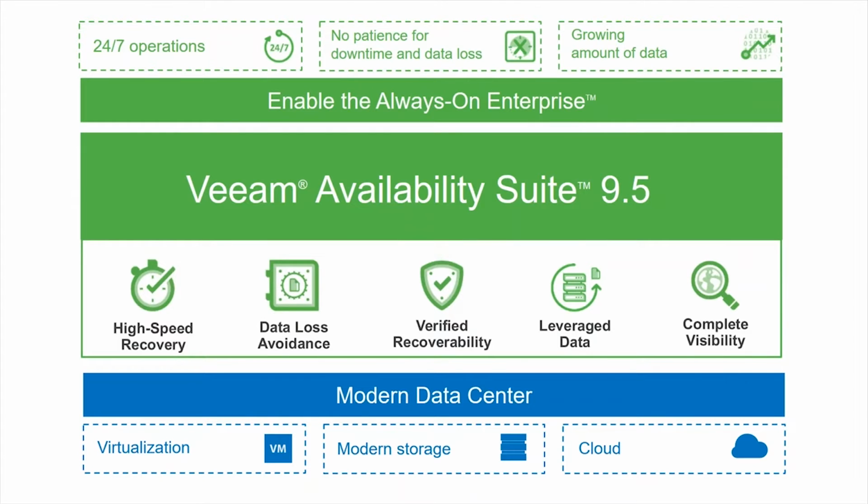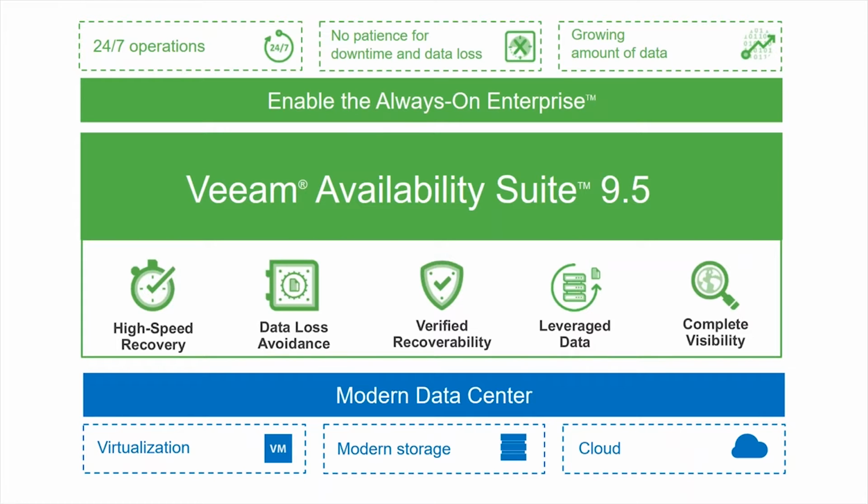This afternoon we're going to be doing the backup and offsite special of the Veeam Availability Suite version 9.5. Now, the Veeam Availability Suite, just to introduce it a little bit, provides availability for the always-on enterprise, and we do this with 5 key points: high-speed recovery, data loss avoidance, verified recoverability, leveraged data, and complete visibility.